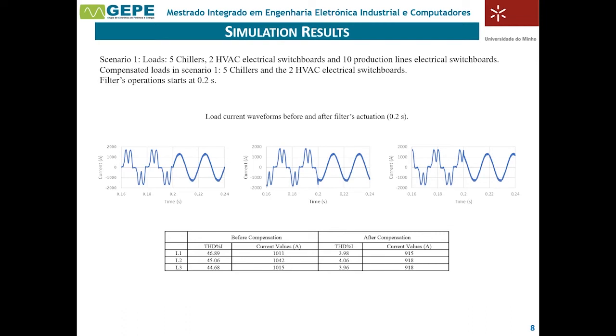In this case, we can observe the loads being compensated. These loads are the 5 chillers and the 2 AVAC electrical switchboards. We can observe that the loads are being completely compensated as the waveform after the filter's actuation is sinusoidal. It can also be seen that the current distortion was drastically reduced. It drops from values of 45% to 4%.